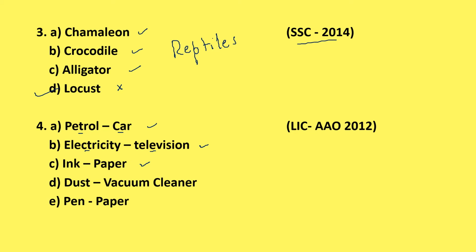Dust and vacuum cleaner. So this sounds to be a bit strange because a vacuum cleaner is used to clean dust. So the relation is different here. And pen and paper, again, we use a pen to write on paper. So the relation is same. So the correct answer here would be option D, that is dust and vacuum cleaner.